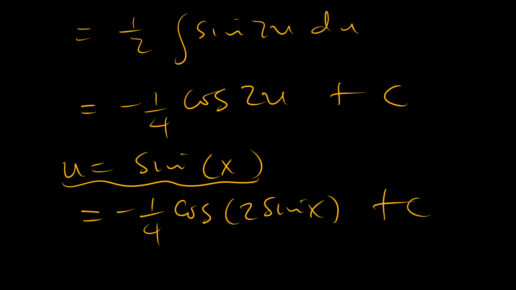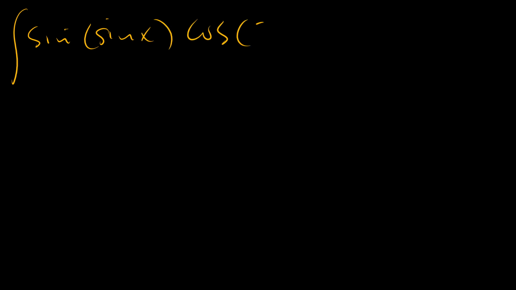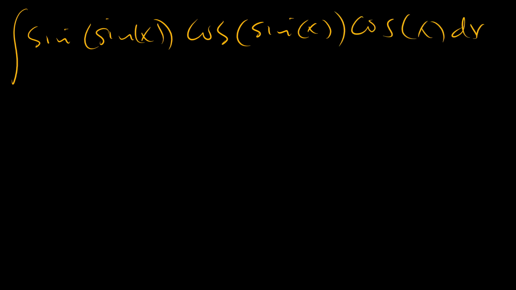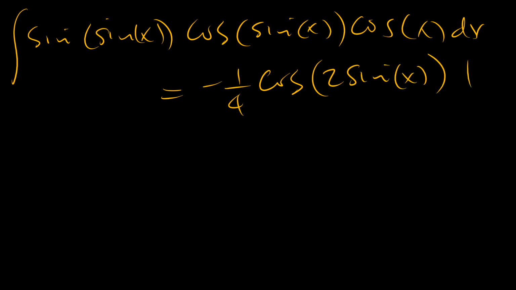But you may want to say, okay, the answer we've gotten here is different from what we got with the first method. So we have the integral of sine of sine x, cosine of sine x, and cosine x being equal to negative a quarter cosine of 2 sine x plus c. So this is a little bit different.